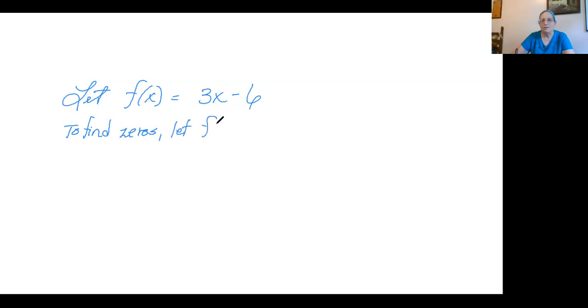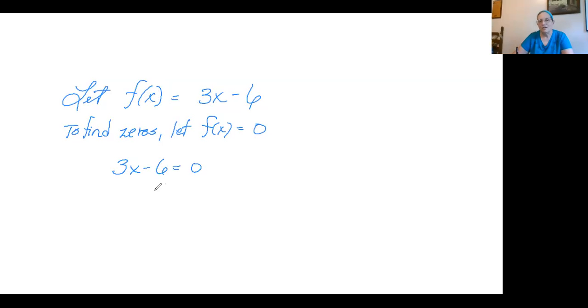Now let's suppose we had a function, but not the graph. So let's say let f of x equal 3x minus 6. To find the zeros, we're going to replace f of x with 0. So it doesn't matter whether we put the 0 over here or we say let f of x, which is this, equal 0. Most people feel more comfortable with the 0 on the right side.